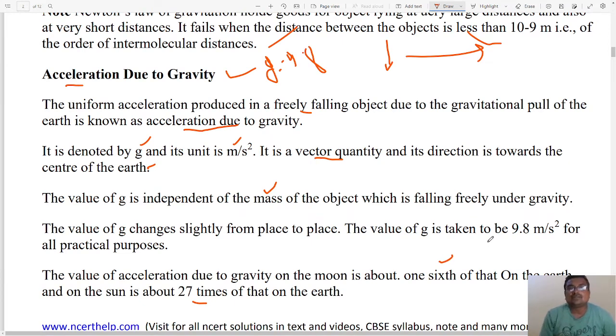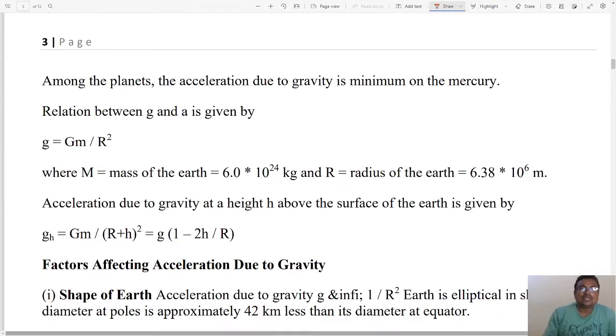Suppose my weight is 60 on the Earth, what will be my weight on the moon? 60 divided by 6, it becomes 10. If my weight is 60 here, what will be my weight on the sun? That is 27 multiplied. Now see here, the acceleration due to gravity is minimum on Mercury because it is the smallest planet, it has very little gravity. Now the relation between small g and capital G: small g is called acceleration due to gravity. Capital G is called the gravitational constant.